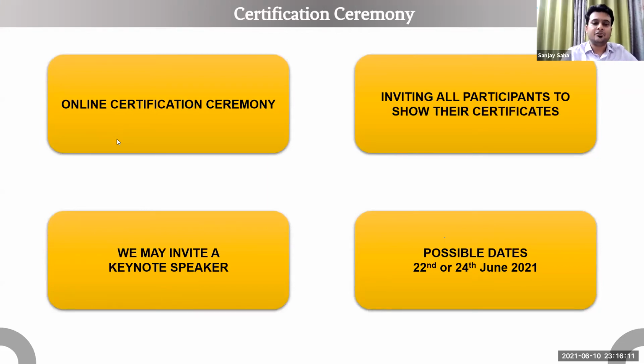Okay. We would also try to bring in a keynote speaker. We are looking at a couple of people, and we will finalize it, and then we will inform you who's going to be the keynote speaker for this graduation ceremony. Some of the possible dates are 22nd or 24th June, but we also need to look at the dates of the keynote speaker. As soon as it is finalized, we will get back to you. We will send you the Zoom links, calendar invites and everything. We'll put it on the platform as well.